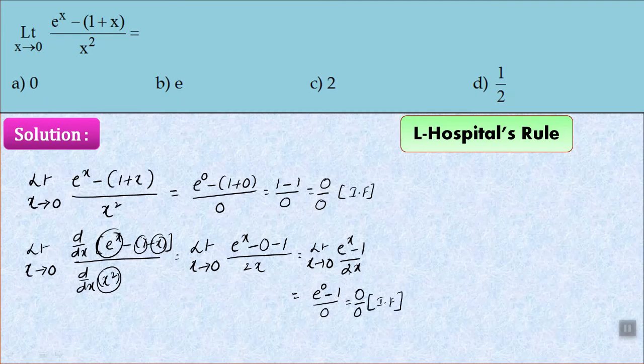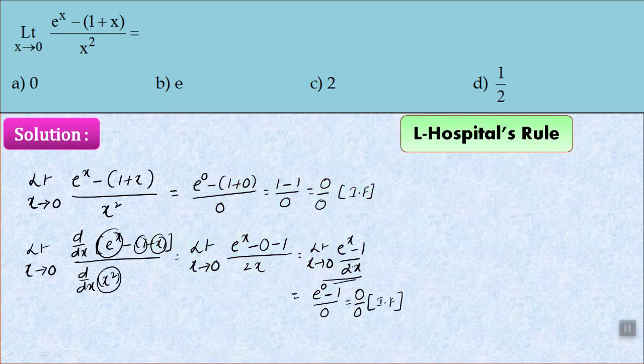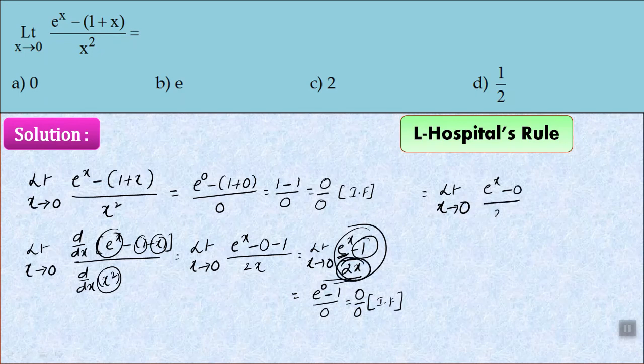So again using the L'Hospital's rule for solving this, limit x tends to 0, differentiating numerator and denominator with respect to x: d by dx of e power x is e power x, minus d by dx of 1 is constant 0, divided by d by dx of 2x is 2. Now substitute the limit here: e power 0 divided by 2, that equals e power 0 is 1, divided by 2. Therefore, the answer is option D.